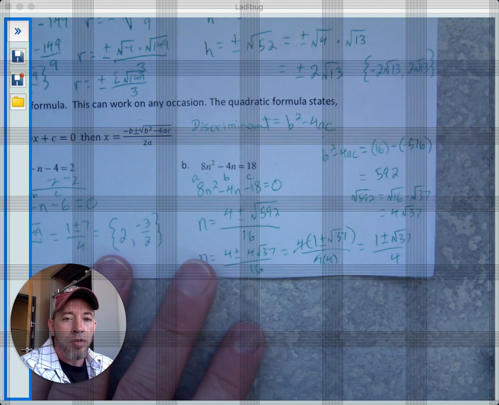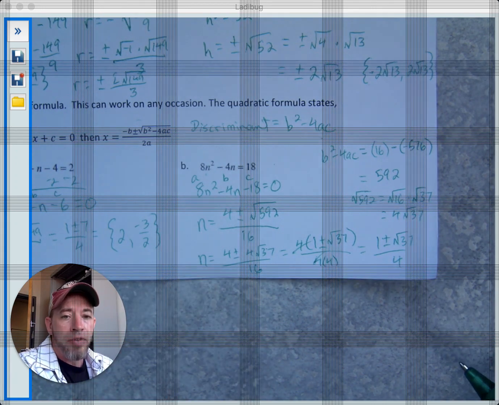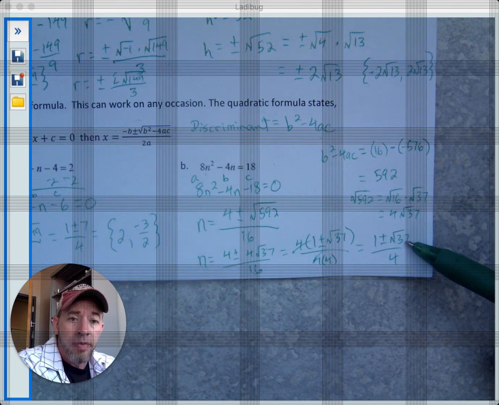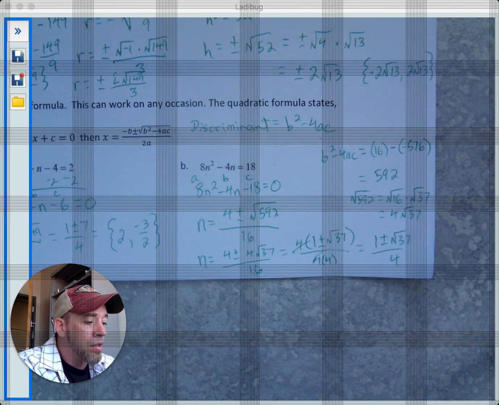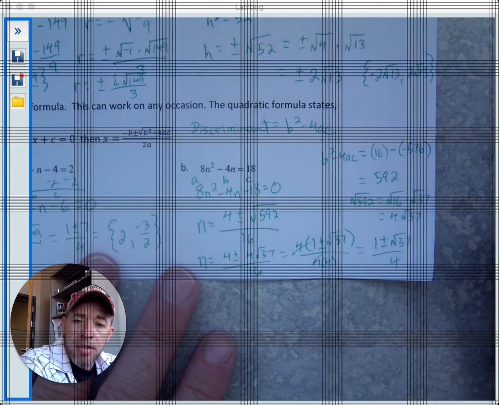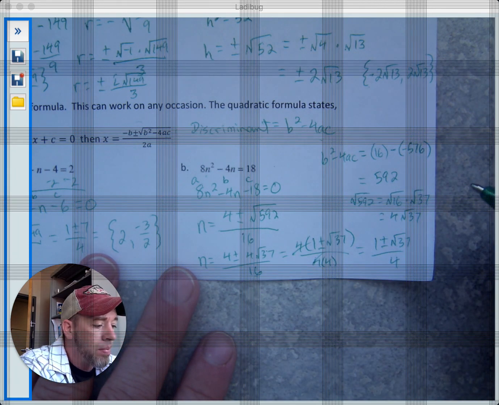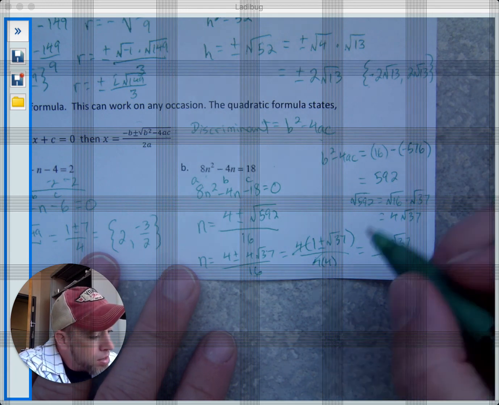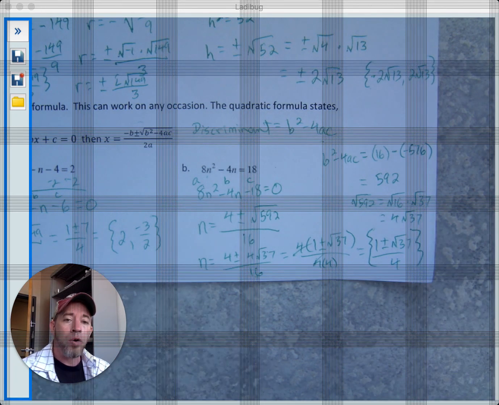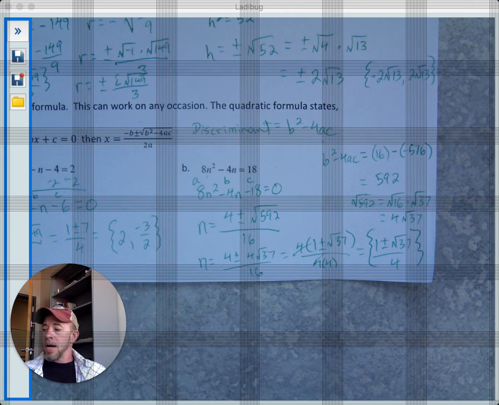Now the terms do not have any common factors. 37 doesn't have any perfect square factors, so we can leave it under the radical, and those would be your solutions. Now I'm going to write the solution set, and in fact I think there is a plus or minus option on MyLab, so you could write your solution set just like this. Or you could split it up and say 1 plus square root of 37 over 4 and 1 minus square root of 37 over 4, whichever one of those you prefer.